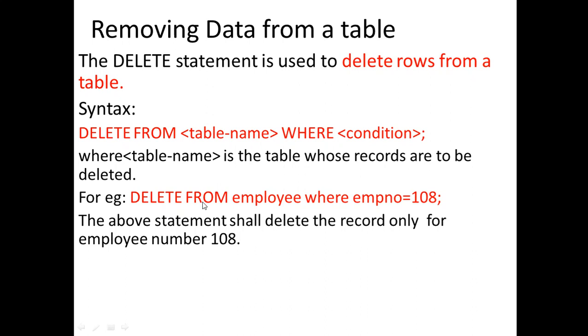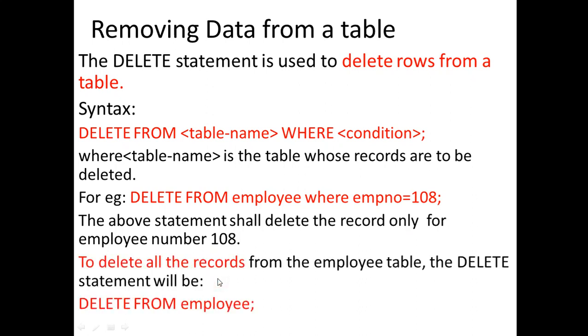For example, delete from employee where empno equal to 108. It means that we are following this very syntax. Here table name is employee and the where condition specifies as empno equal to 108. So from the employee table, whoever's employee number is 108, that will be deleted. So the above statement shall delete the record only for the employee number 108.